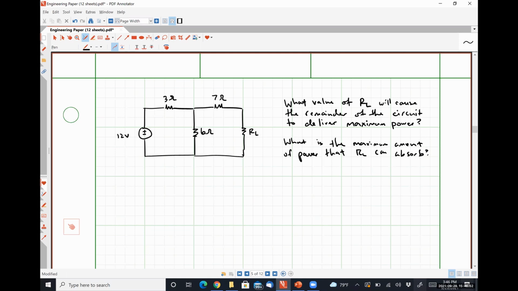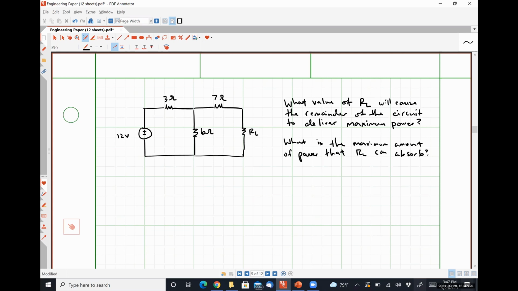So just as a heads up, on your exam on Monday night, this isn't the circuit, but this is literally how I will test your ability to handle this type of problem. I will give you a circuit that looks like this, roughly. First part will be what value of RL causes maximum power transfer to occur. Second part of the question will be, what is that maximum power? Okay.